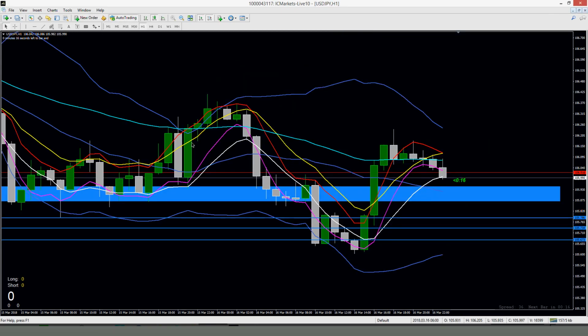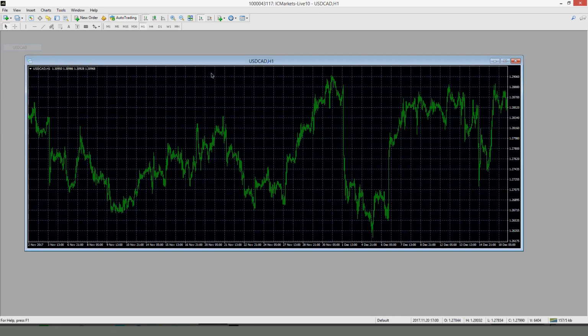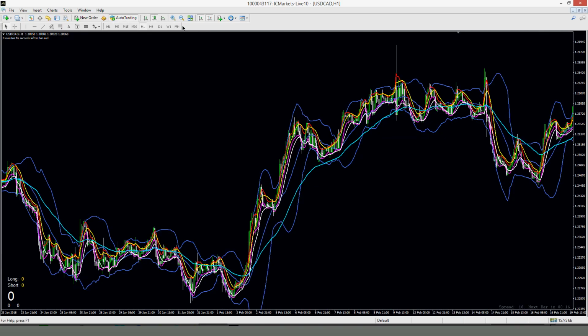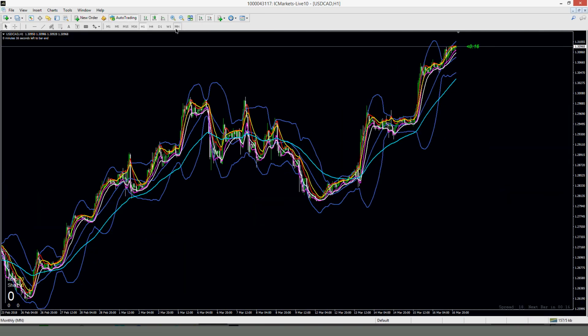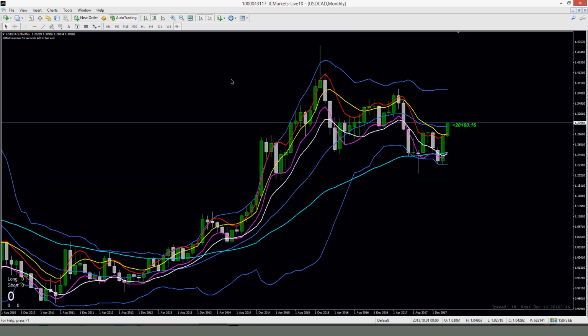I was, okay, let me just open another one. So I was just looking for USD CAD earlier on Friday night. So I noticed something that might be worth mentioning as well.